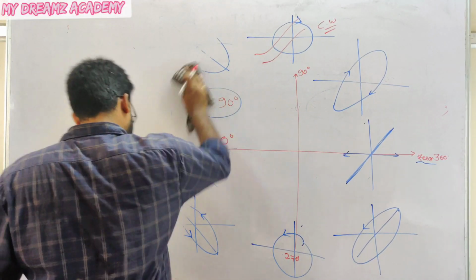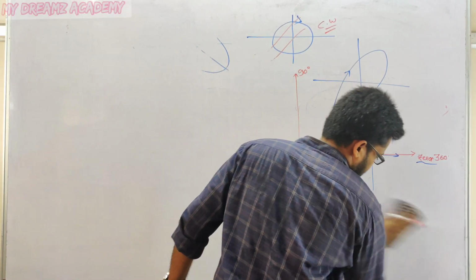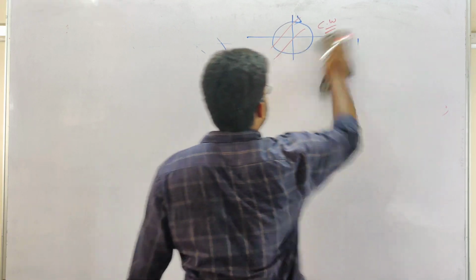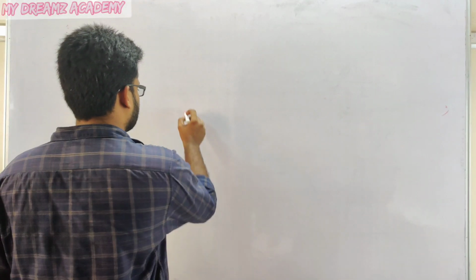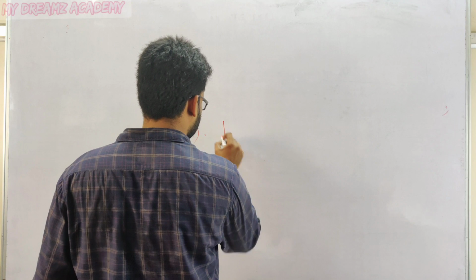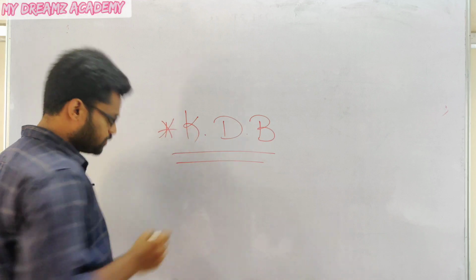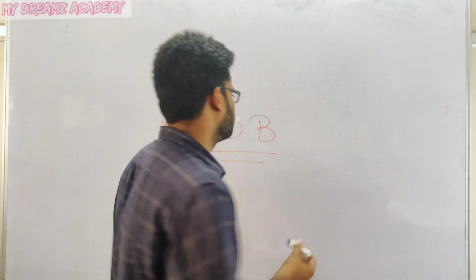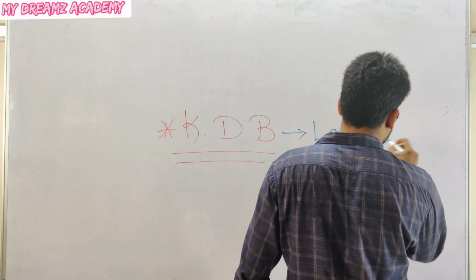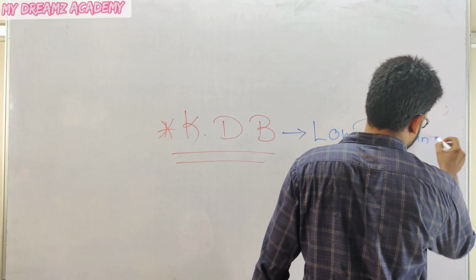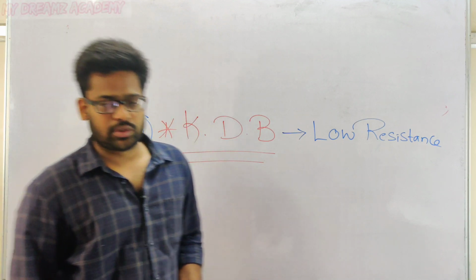Now we are going to see the 15th question. Kelvin's double bridge is used to measure, this is also from measurements only. Kelvin's double bridge, this is very important. It is used to measure low resistance. So, which question is this one? That is the 15th question. Kelvin's double bridge is used to measure low resistance.